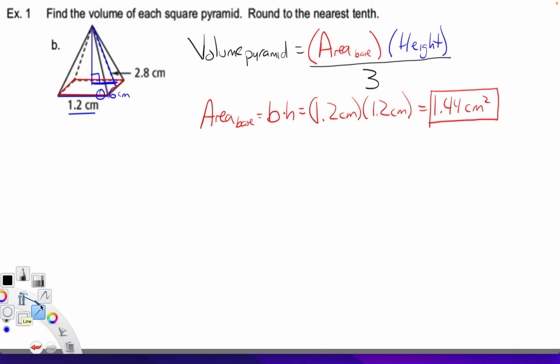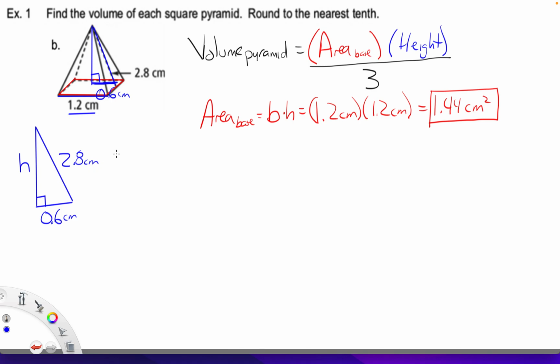So let me redraw this triangle over here so we can see it. There's my height, there's my slant height, and there's half of the line for the base, and this is a right angle. So again, this is my height, this is my slant height of 2.8 centimeters, and this is my part of the base, which is 0.6 centimeters. And this is a right triangle.